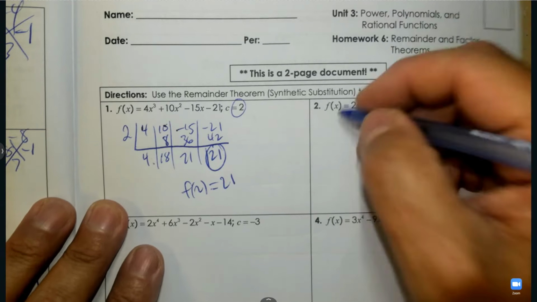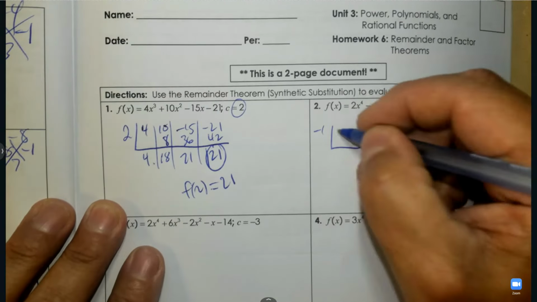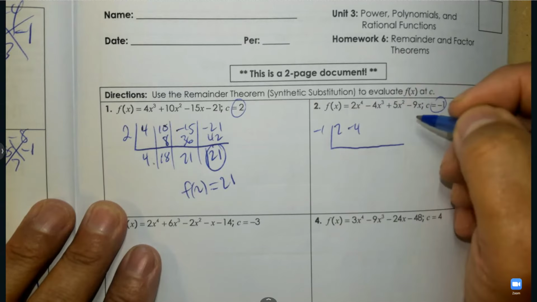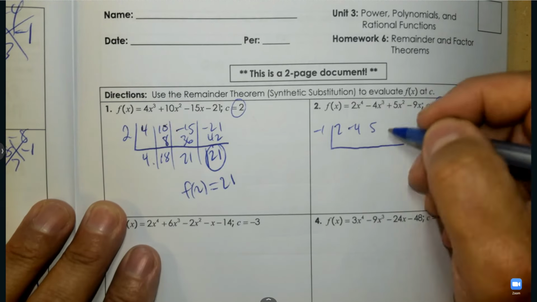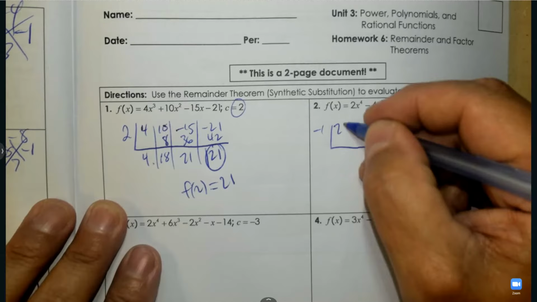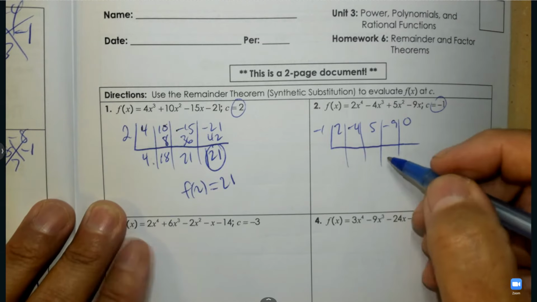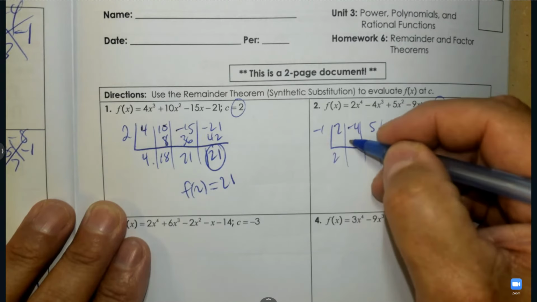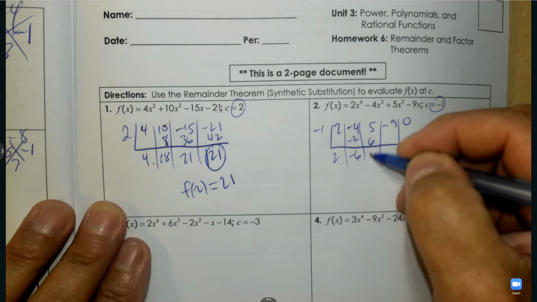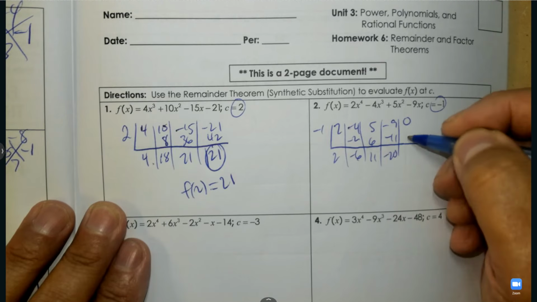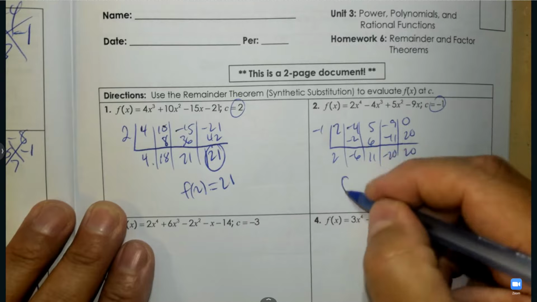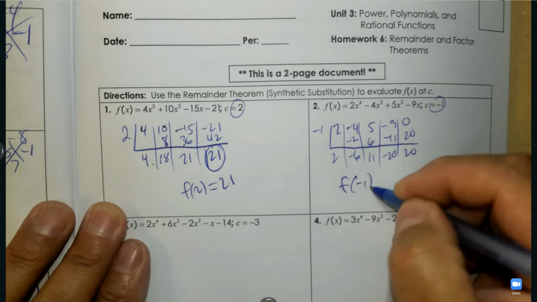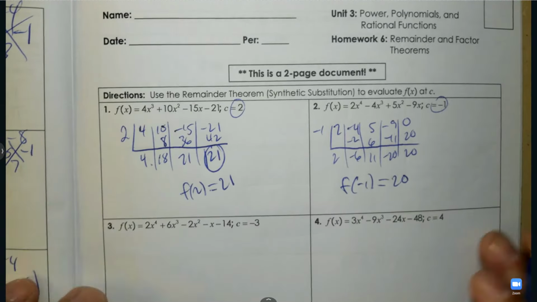Again, I want to evaluate at negative 1. That's 2, negative 4, 5, negative 9, and I need the 0 at the end. So we have 2, negative 6, 6, 11, negative 20, 20. So there's your answer. The function at negative 1 equals 20.